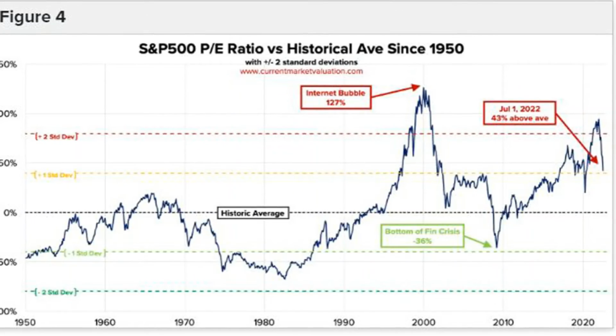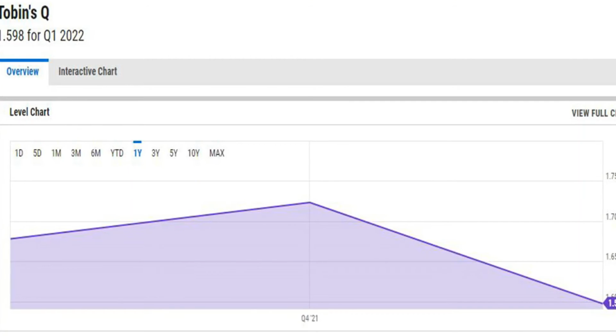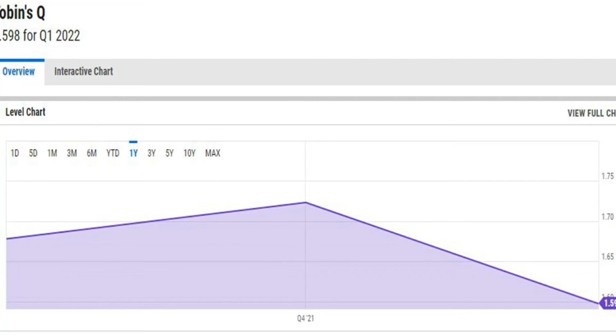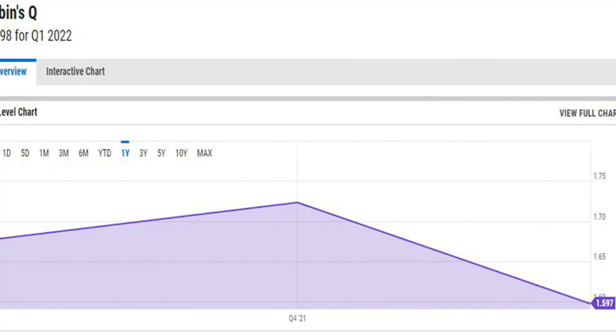Now let's look at Tobin's Q ratio. This ratio is found by dividing the market value by the replacement value. Again, opinion differs on how effective this measure is, but the idea is that a value over 1 suggests that the market is overvalued and under 1 suggests it is undervalued. One site that we can see this metric on is ycharts.com. The last measure in March for Q1 2022 was 1.598, showing at this point the market was overvalued.